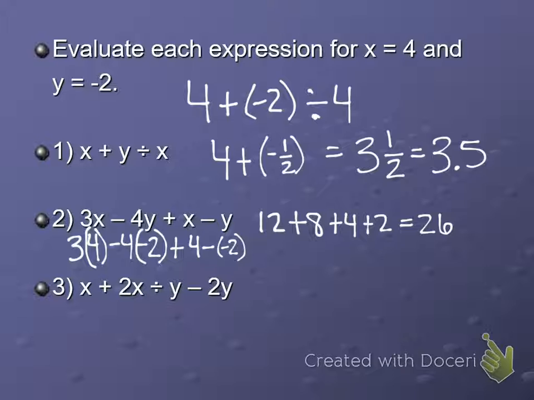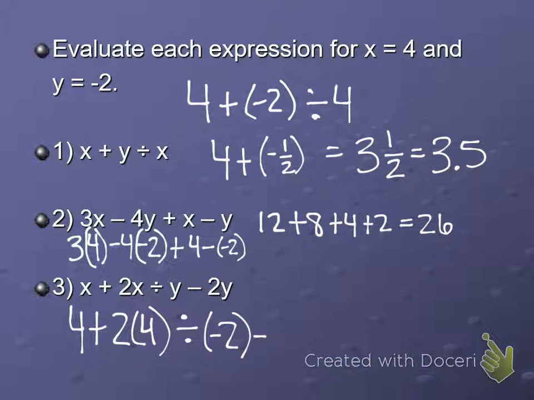All right, again, plug it in. Use parentheses when it's necessary or helpful. 4 plus 2 times 4 divided by negative 2 minus 2 times negative 2. Wow, I wrote way too big. That's okay. What am I going to want to do first? Okay, we need to do this multiplication first.